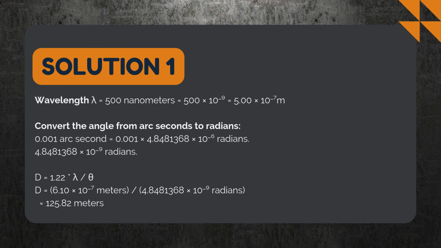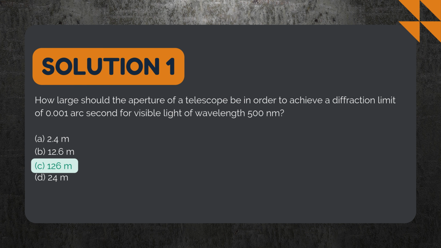We are given wavelength lambda as 500 nanometers, which equals 5 times 10 to the minus 7 meters. Next, multiply 0.001 by 4.8481368 times 10 to the minus 6 to convert to radians, giving about 4.8481368 times 10 to the minus 9 radians. Substitute the values to find the aperture. The computed aperture is about 125.82 meters, which rounds to about 126 meters. So the correct choice is C, 126 meters.